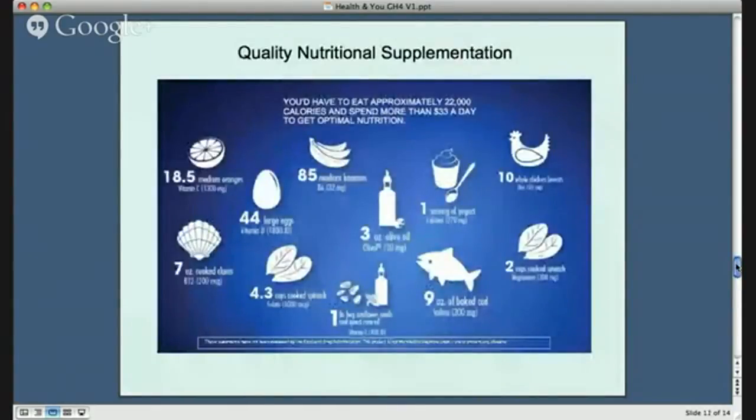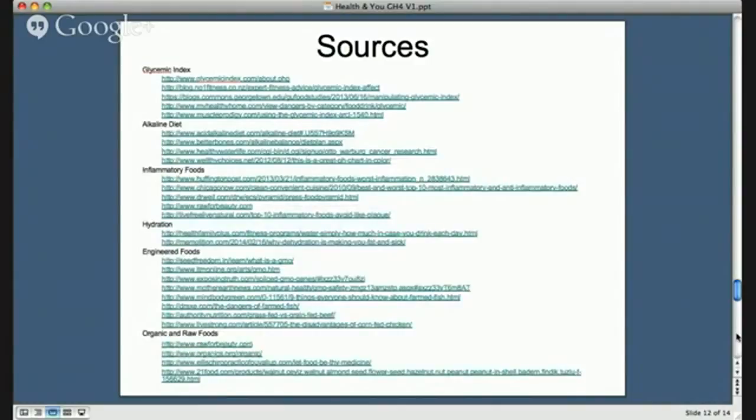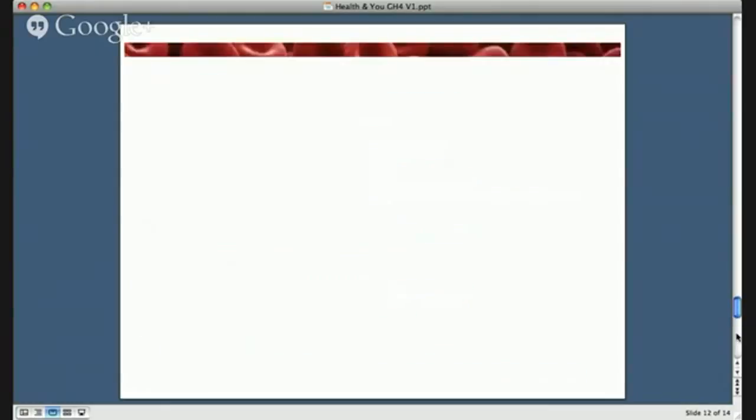Of course, the ideal diet would include a quality nutritional supplement, because you couldn't eat enough nutrition throughout the day. 18.5 oranges, 85 bananas, they're medium sized, but still by the same token. You can't eat enough. 9 ounces of baked cod. You can't eat enough food throughout the day to nourish the cells as a quality nutritional would be able to. Mind you probably couldn't afford it either. Afford it from a cost or from a calorie point of view. And you can see the list of the material where we sourced this information from today.